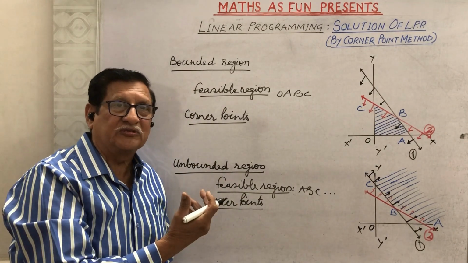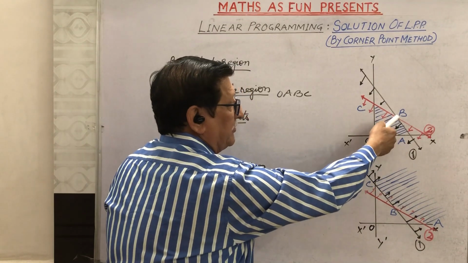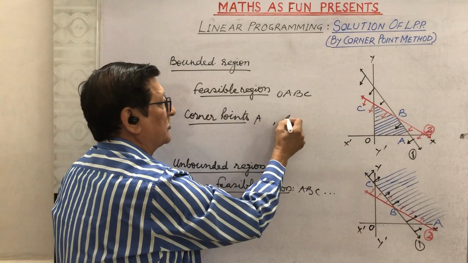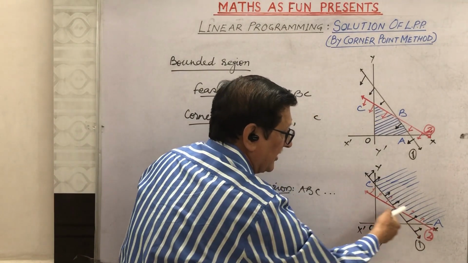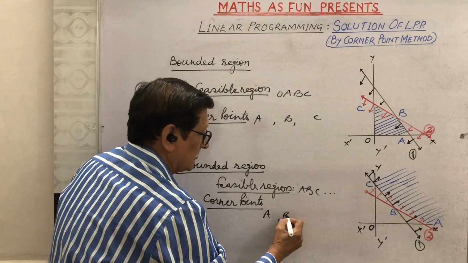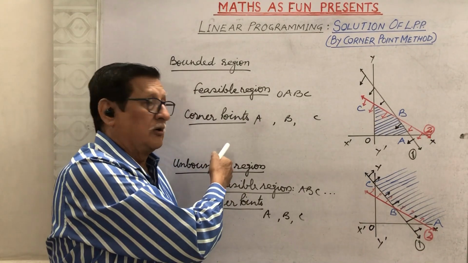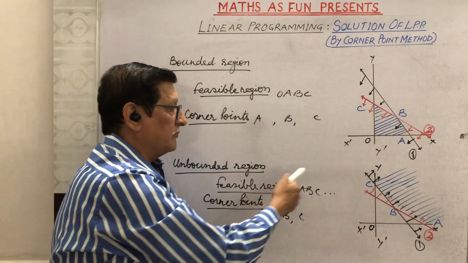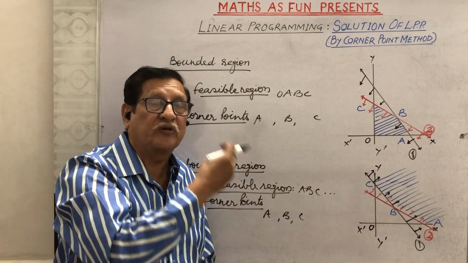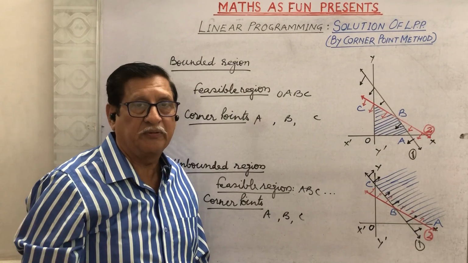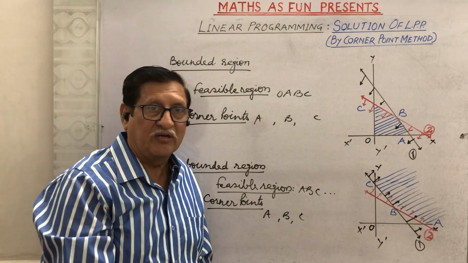Then what are the corner points? The corner points are these common ones. A, B and C are the corner points here. And the corner points in this also are A, B and C. So like this we can find out the corner points of the bounded region or the unbounded region, and after finding the corner points we will try to find out the solution of the LPP. What is the algorithm to find the solution? We will discuss it just now.